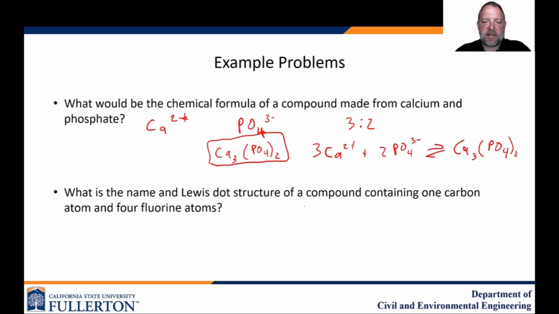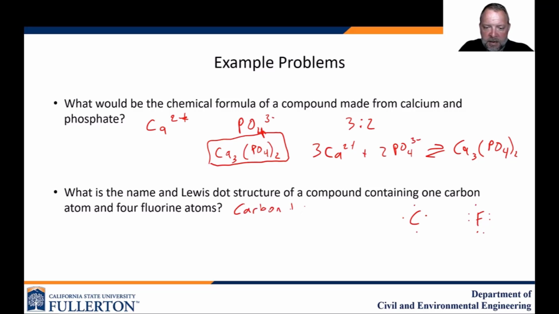What is the name and Lewis dot structure of a compound containing 1 carbon atom and 4 fluorine atoms? So fluorine is similar to chlorine. It's in the same group. It also has 1 electron that it wants to share. Fluorine has 7 electrons, and it wants to have 8. So it needs to borrow an electron from someone else. Carbon, if you recall, has 4 electrons. That means it has vacancies for 4 more. And so you get 4 fluorines for every carbon.